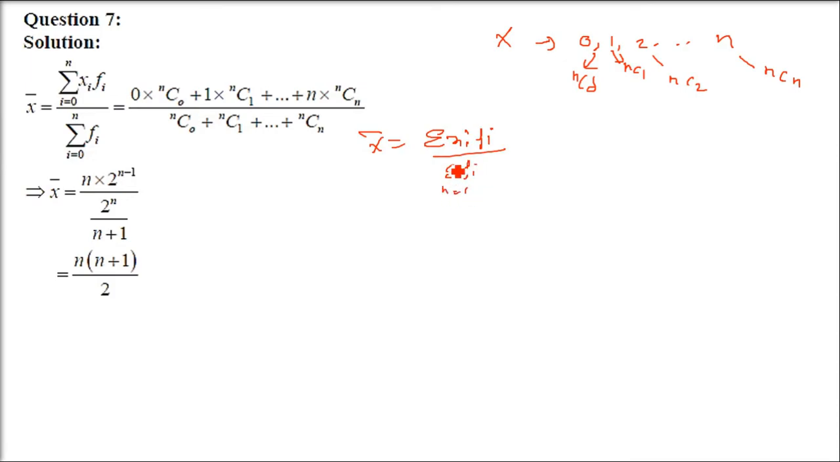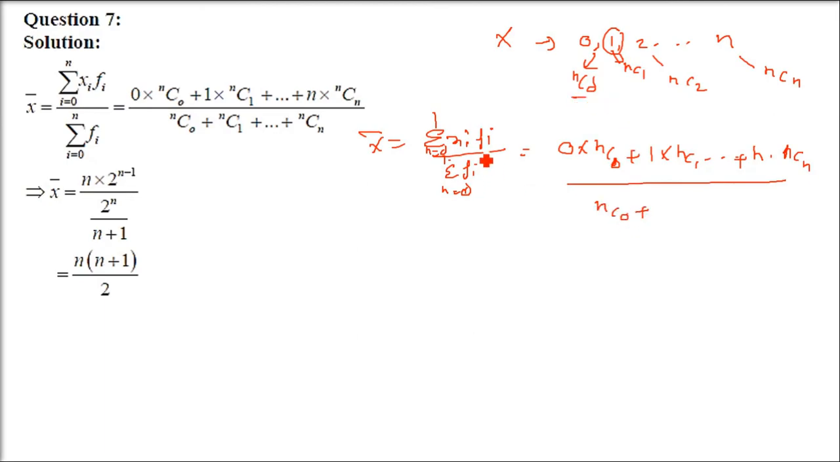X bar is simply sigma fi xi by sigma f, with i equals 0 to n. Xi is 0, what is its frequency? NC0. What is the other term? 1, and the frequency is NC1. So you will go up to n into NCn, divided by sigma f. What is the frequency sum? NC0 plus NC1 plus NC2 till NCn.